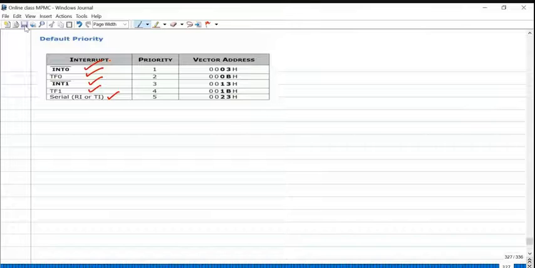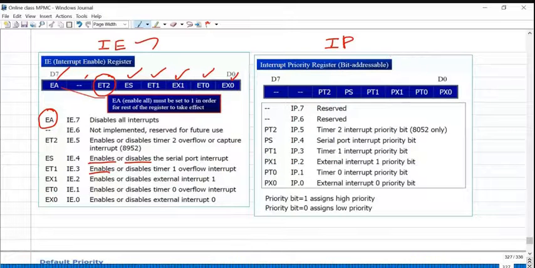Okay. The programmer can change the type of triggering by writing IT0 or IT1 equal to 1 for negative edge triggering. And second concept, priority. This is the default priority: INT0, timer 0, INT1, timer 1, and then serial. But the programmer can change the priority level by using the interrupt priority register.